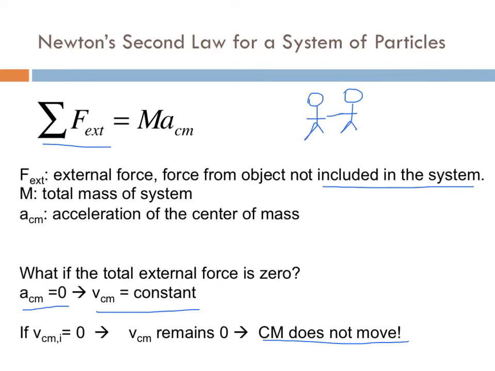So, these two people who are on a frictionless surface, if they were to push on each other, one would go in one direction because of conservation of momentum, and the other person would go off in the other direction. The center of mass would actually remain unchanged and would not move.